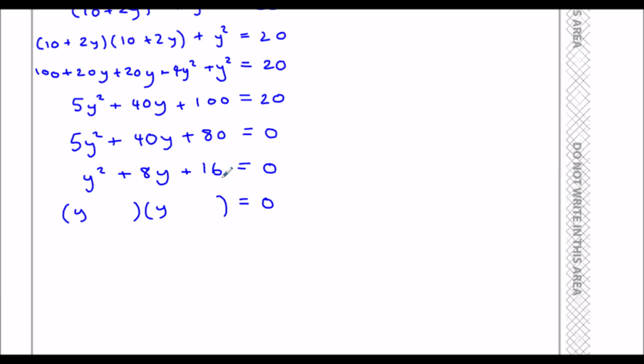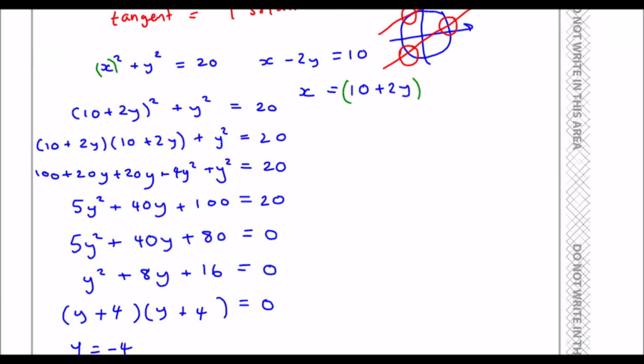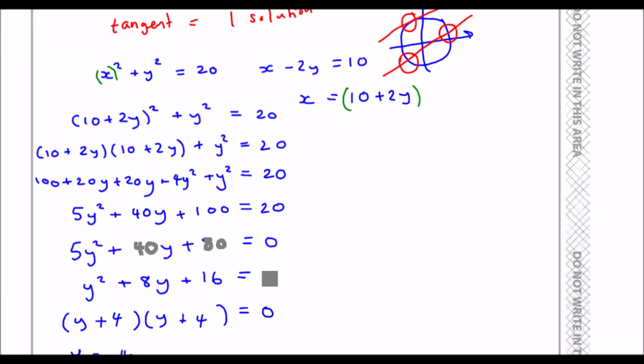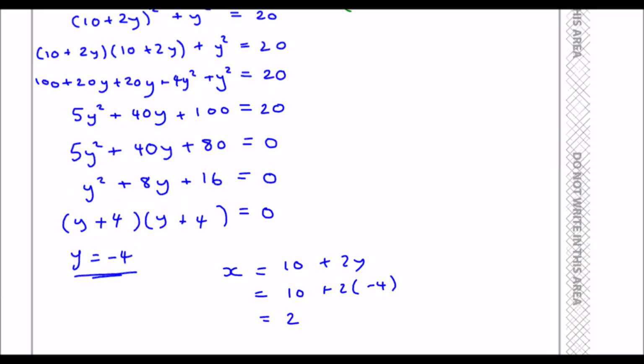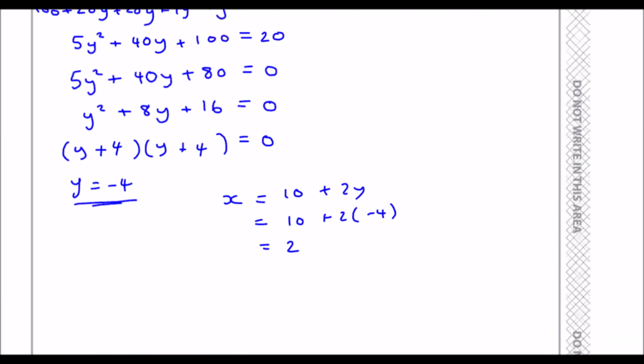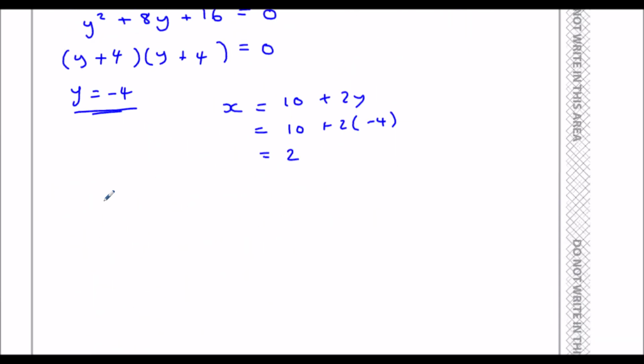What multiplies to make 16 and adds to make 8? 4 and 4. So y equals -4. You see it's only got one solution because both brackets are -4. So y equals -4. What's x? x equals 10 plus 2y. So 10 plus 2 times -4, which is 10 minus 8, which is 2. So there's only one solution. So we've got one solution.